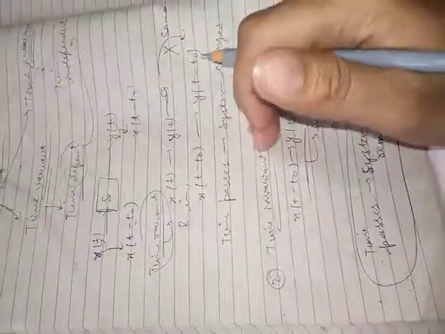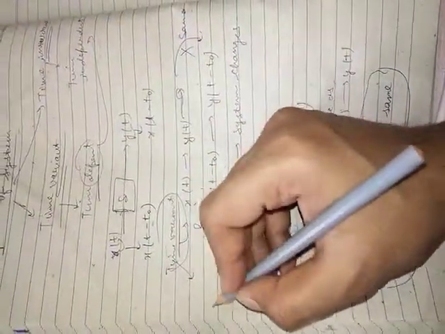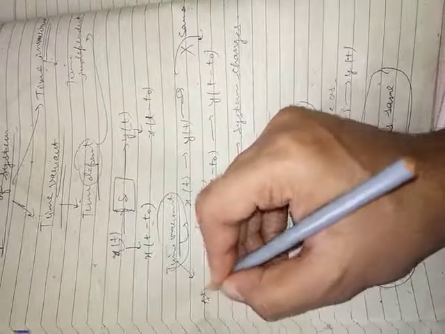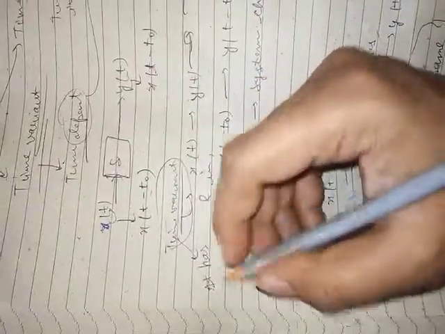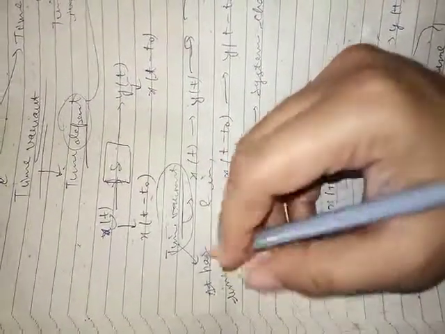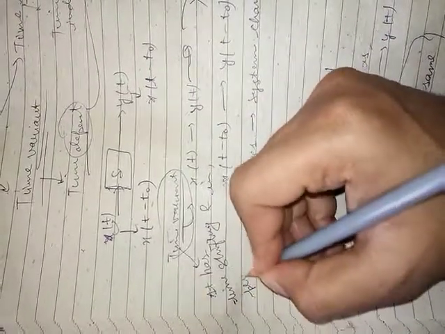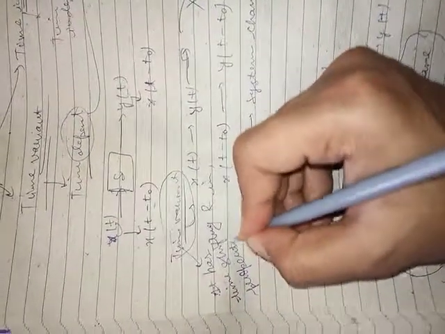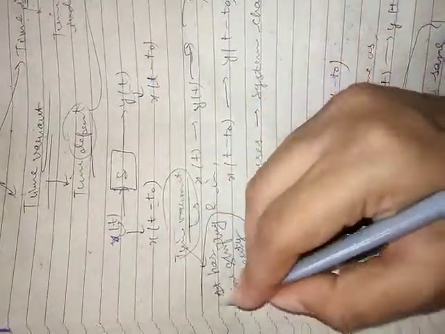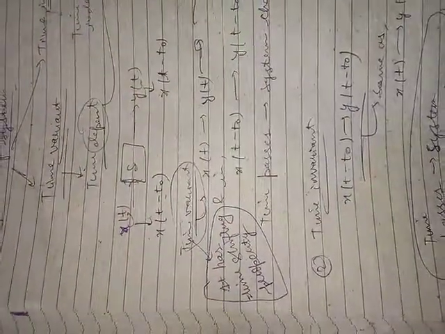Time variance has the time shifting property. This is a very important key point. You should remember this key point, and all the differences between time variant and time invariant. Now take some examples.